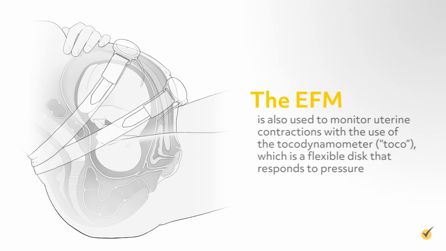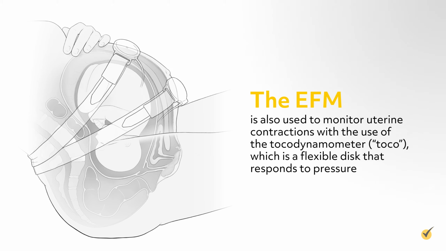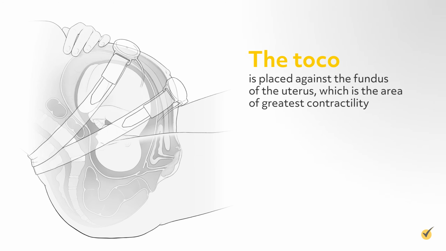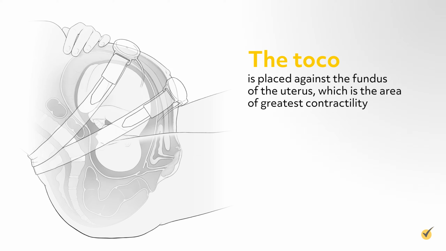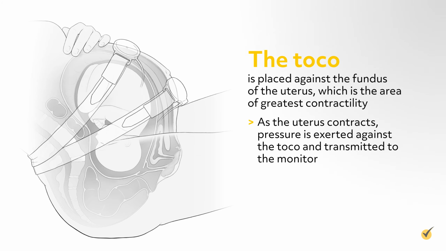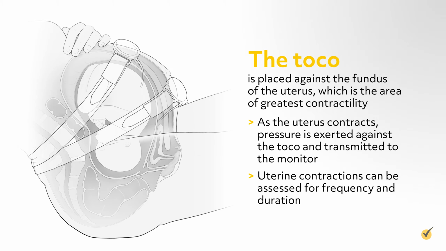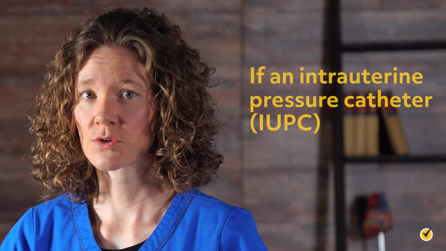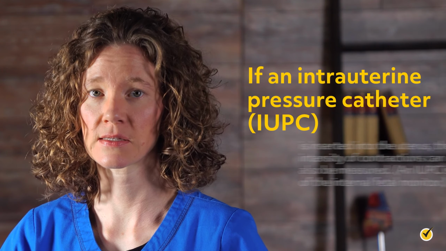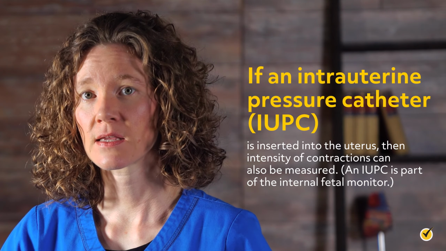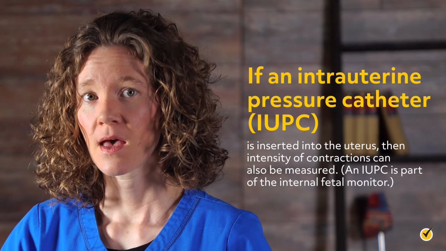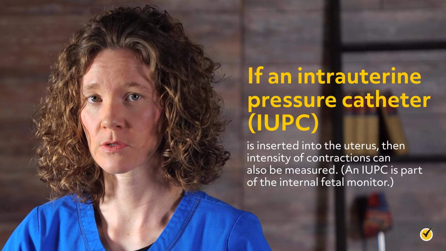The EFM is also used to monitor uterine contractions with the use of the tocodynamometer, or TOCO, which is a flexible disc that responds to pressure. The TOCO is placed against the fundus of the uterus, which is the area of greatest contractility. As the uterus contracts, pressure is exerted against the TOCO and transmitted to the monitor. Uterine contractions can be assessed for frequency and duration. If an intrauterine pressure catheter, or IUPC, is inserted into the uterus, then the intensity of contractions can also be measured. An IUPC is part of the internal fetal monitor.